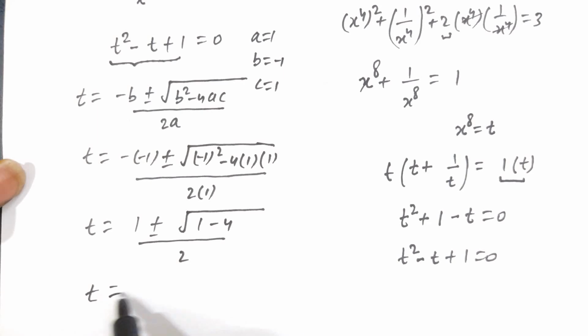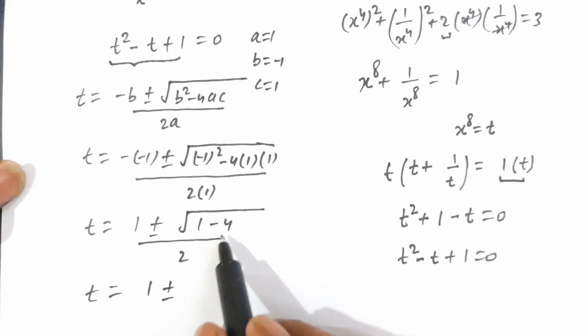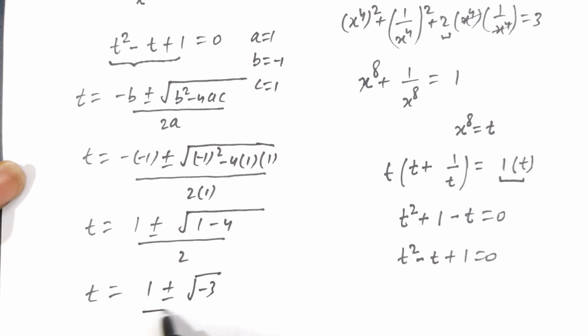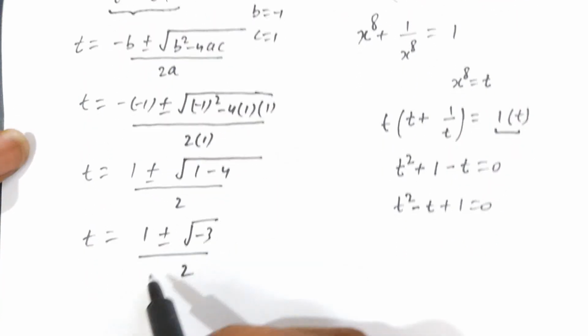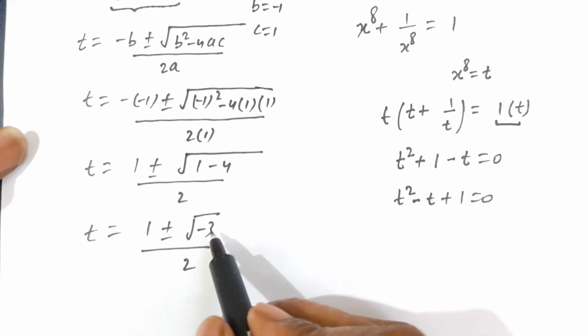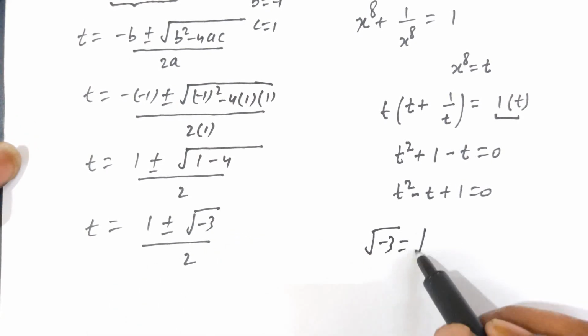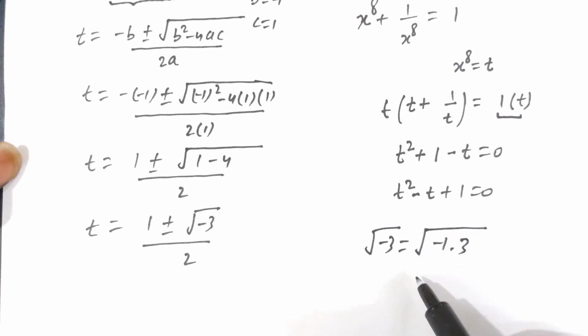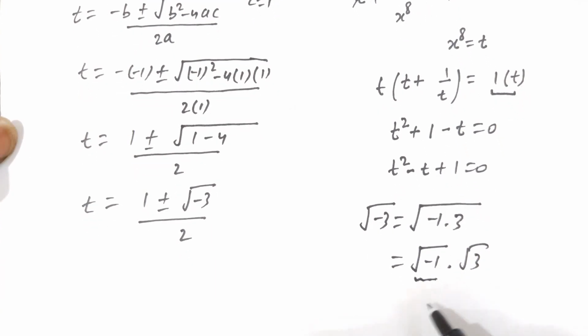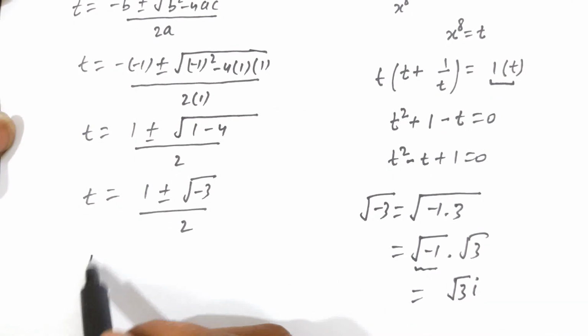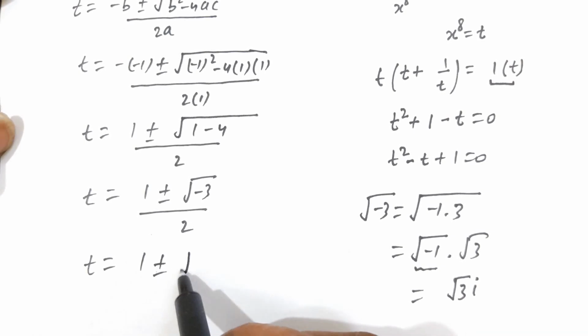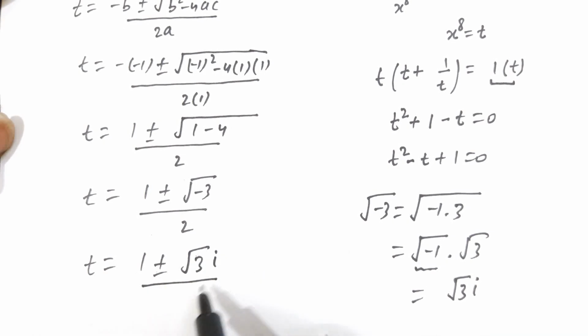Now t is equal to 1 plus minus 1 minus 4, that is minus 3, and divide by 2. We know that, students, square root of minus 3 is square root of 3 times iota. Because square root of minus 3 is equal to square root of minus 1 times 3, and this is the same as square root of minus 1 times square root of 3, and the value of square root of minus 1 is iota. So, students, this is equal to square root of 3 times iota. Now the value of t is 1 plus minus square root of 3 times iota, divided by 2.